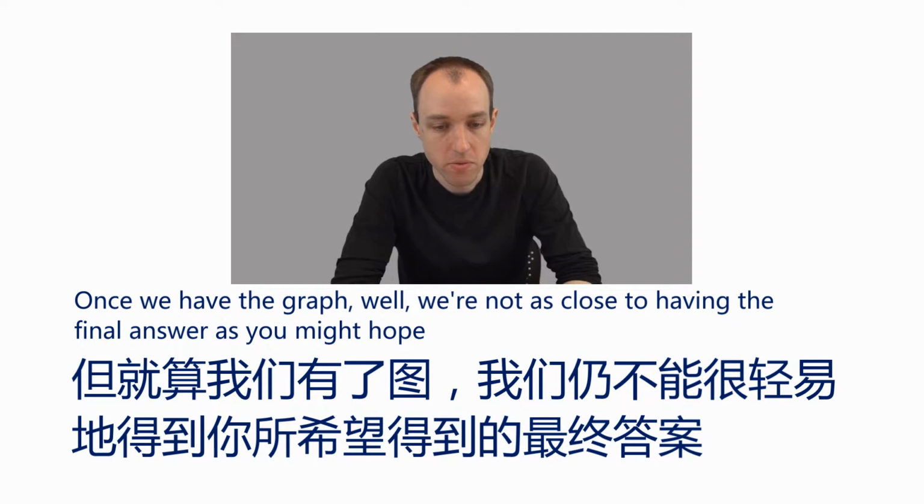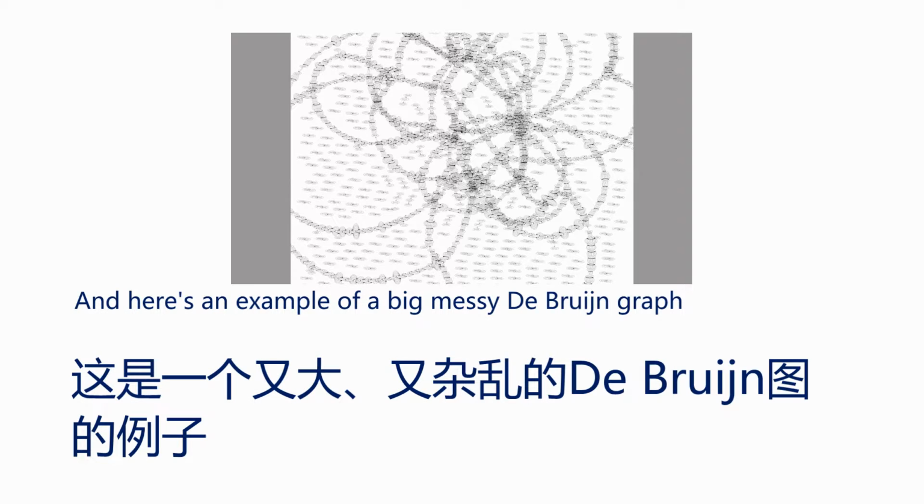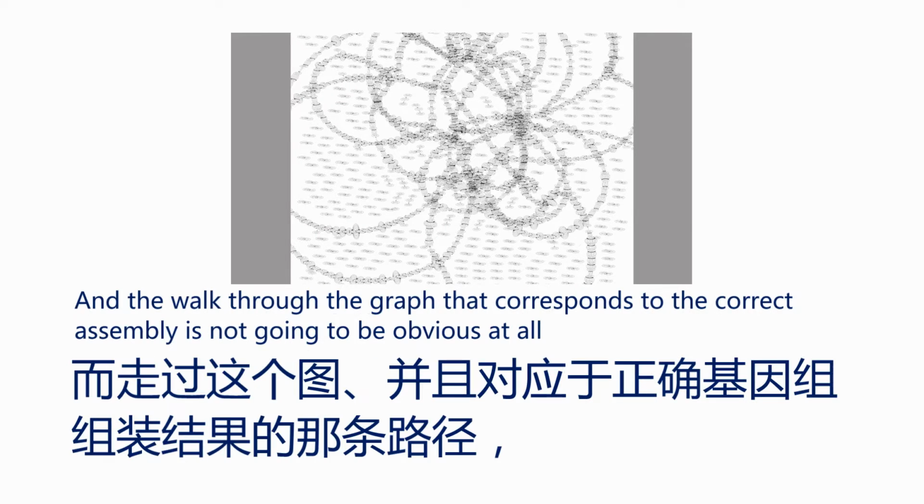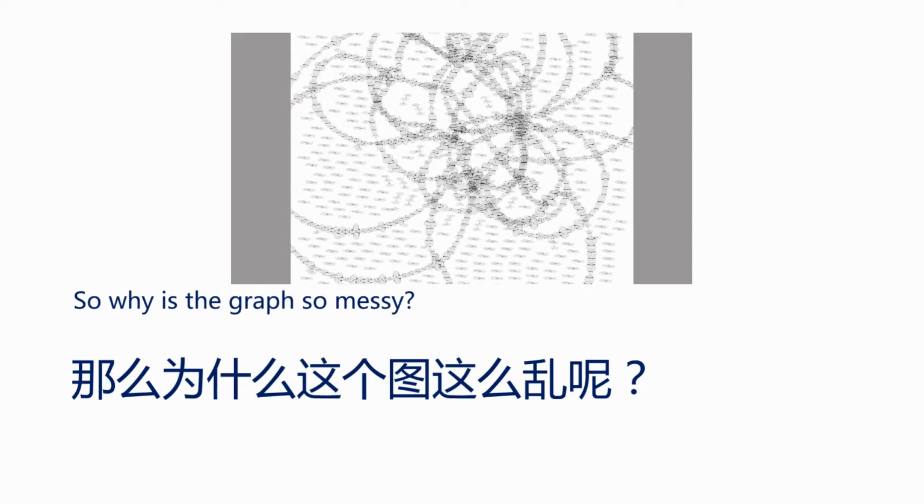Once we have the graph, well, we're not as close to having the final answer as you might hope. The graph is going to be big and messy. And here's an example of a big, messy de Bruijn graph. This graph is going to be a lot messier than all of the tiny examples that we've seen so far. And the walk through the graph that corresponds to the correct assembly is not going to be obvious at all.